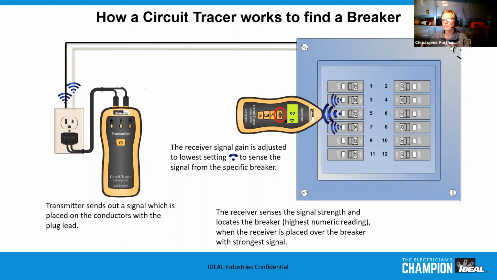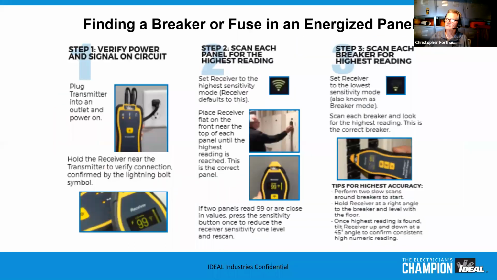Again, simple concept: the transmitter sends out the signal, goes down the conductor into the breaker, and what you're looking for is the highest reading in the breaker panel. They're in the brochure that we referenced earlier that's downloadable. This is an example of what's in there, but this basically summarizes what I just went through for you. It takes you through step by step what you need to do to find the breaker in the energized panel.